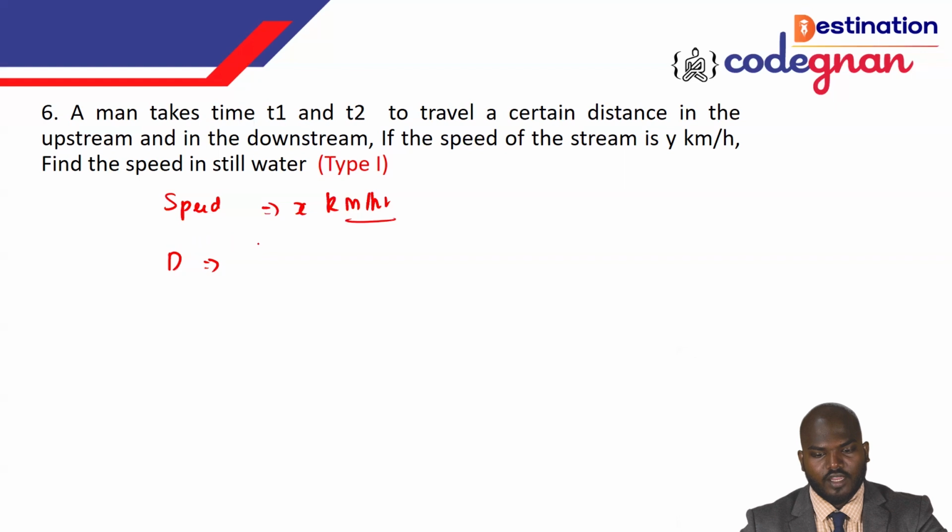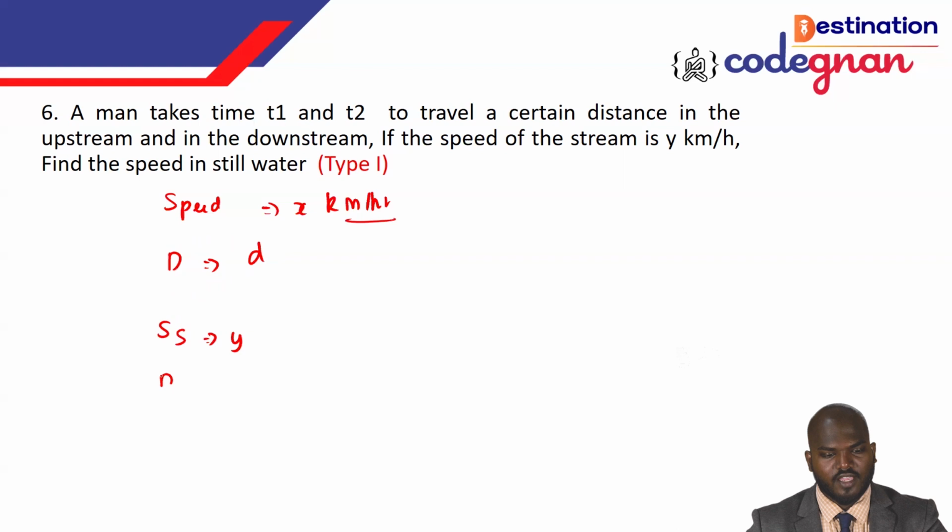Okay, so you can take the distance as D and the speed of the stream they have already given as y. The speed in still water means it indicates the boat's speed. So that's what we can take up here, guys.